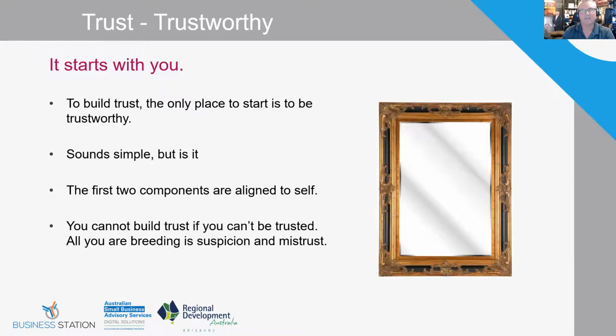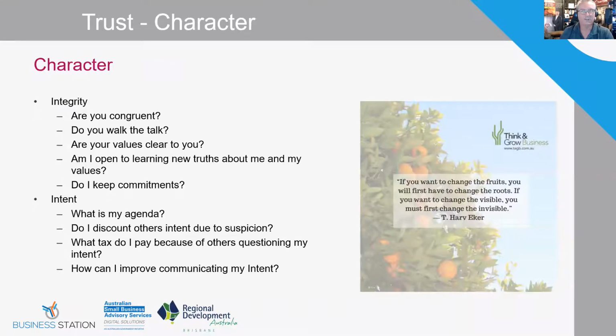So the first place to start is if I want to be trusted, I need to be trustworthy. So I need to have myself in alignment. I need to understand exactly who I am. So let's look at the first two components, right? So first up, let's talk about integrity.